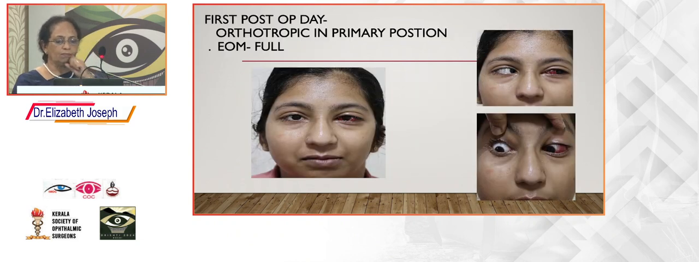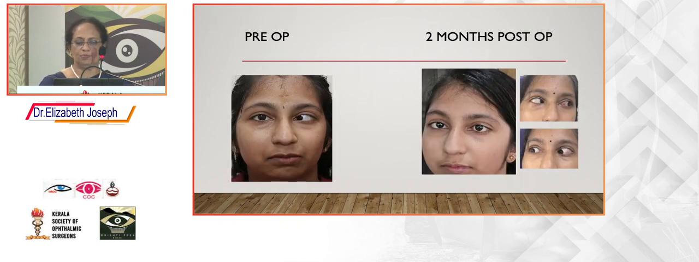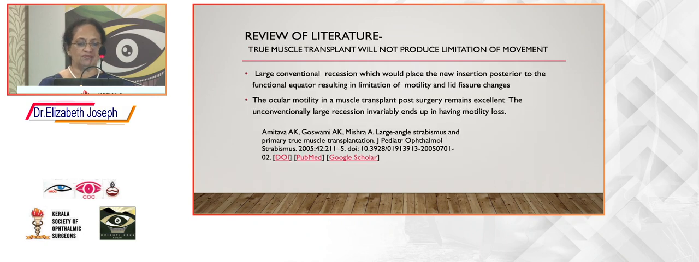You can see the postoperative picture. This is the first postoperative. Eye is orthotropic and movements are normal. And this is the late postoperative picture taken 2 months after. Compare it with the preoperative picture. The patient is orthotropic with only one eye surgery and movements are full.